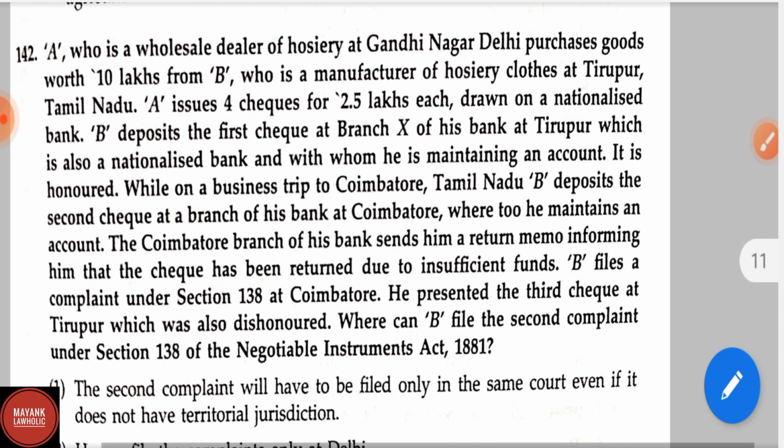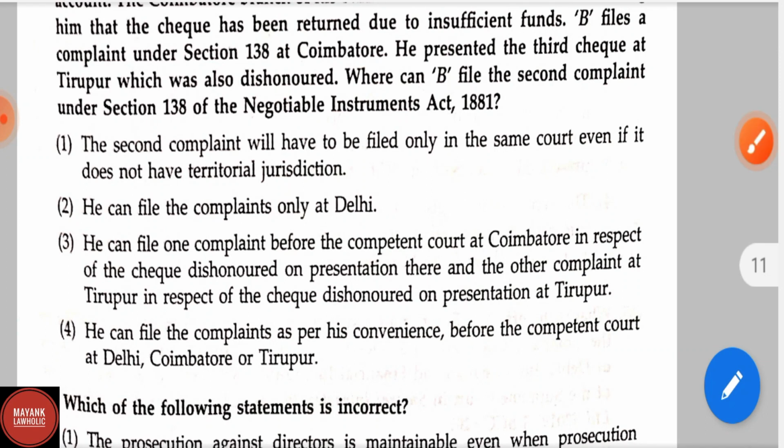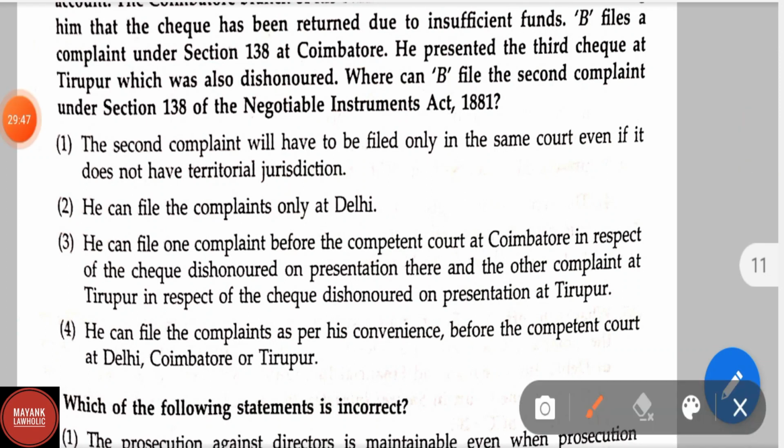In Tirupur, check was cleared. In Coimbatore, check wasn't cleared, it was dishonored. And again the third check in Tirupur was dishonored. So we have to find the correct answer in the given options. Option 1: the second complaint will have to be filed only in the same court even if it does not have territorial jurisdiction.